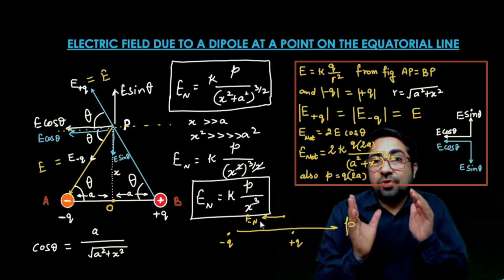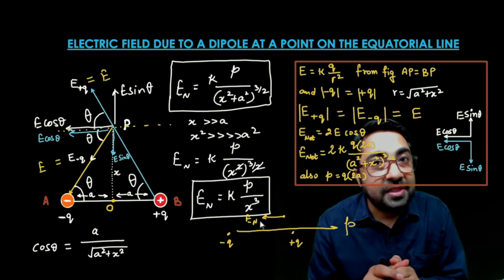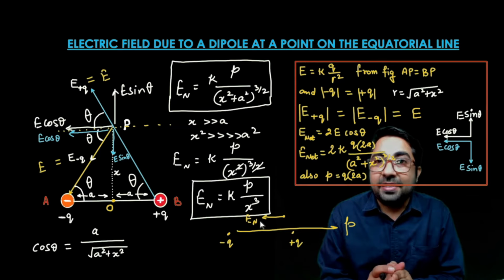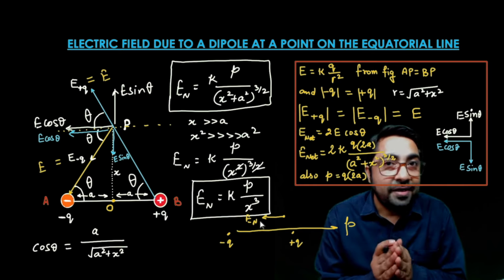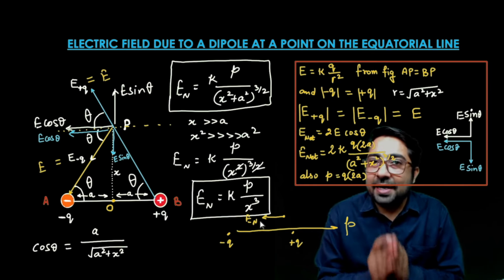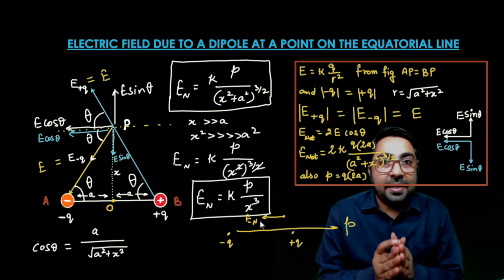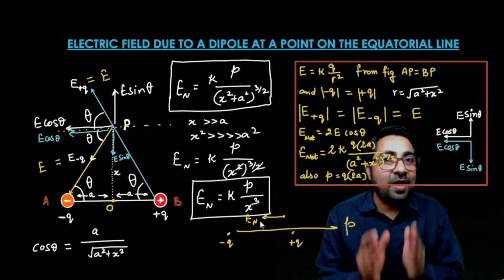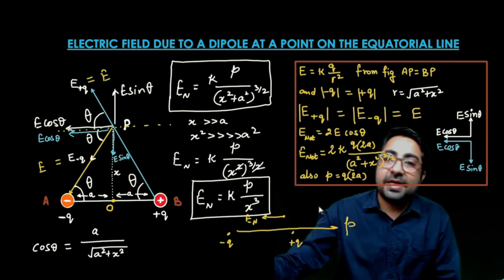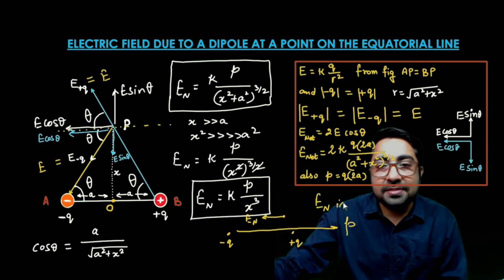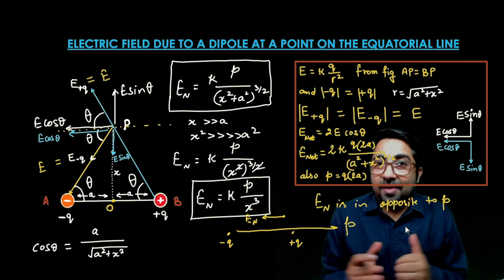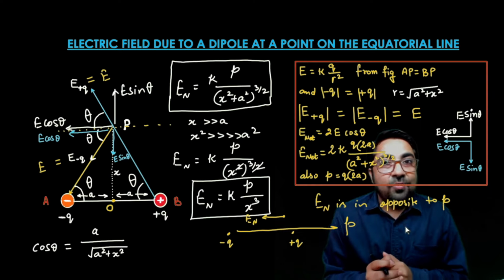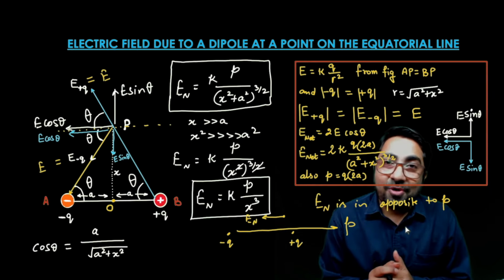What is the relationship between them? The net electric field is in the opposite direction to the electric dipole moment. Or we can say that the electric dipole moment and the net electric field make 180 degrees with each other. So E net is in the opposite direction to the electric dipole moment. That's all about the electric field intensity due to an electric dipole at the equatorial point. Thank you so much.